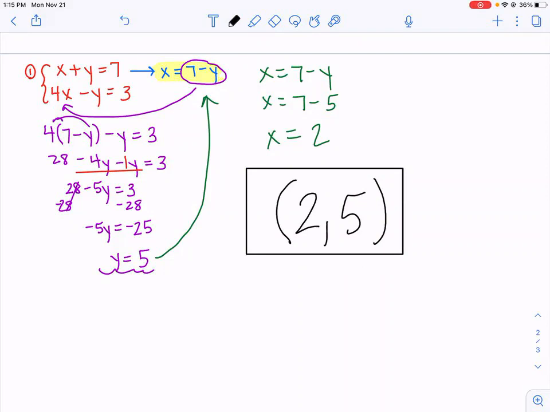Okay, so let's check, right? We always know if we have the right answer. 2 comma 5: is 2 plus 5 equal to 7? Yes. Is 4 times 2 minus 5 equal to 3? Yes. That's awesome.